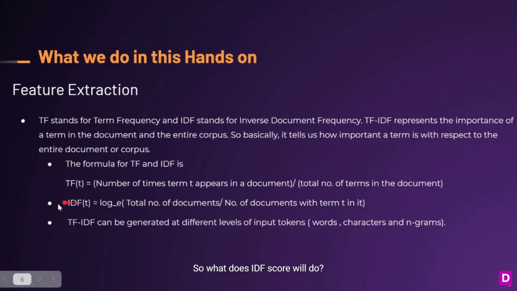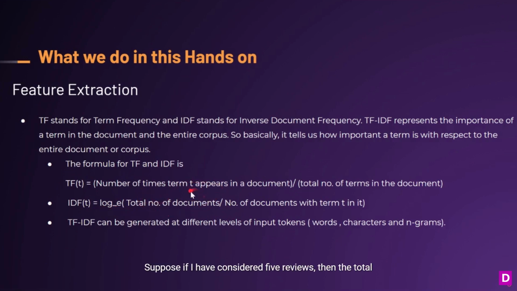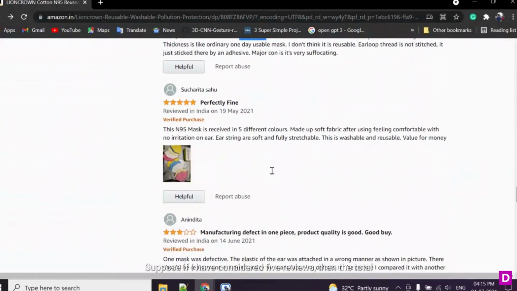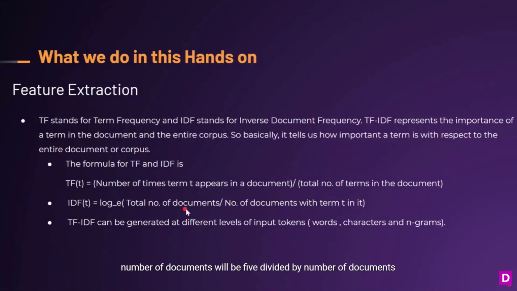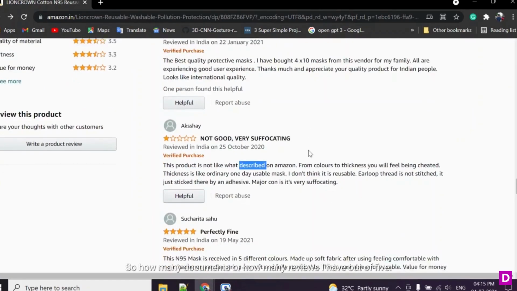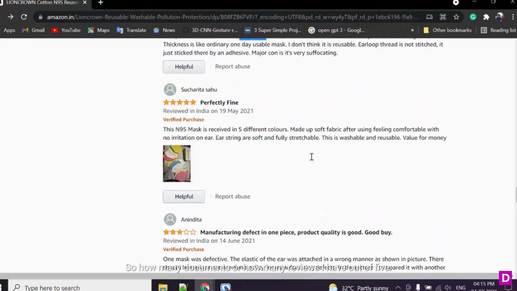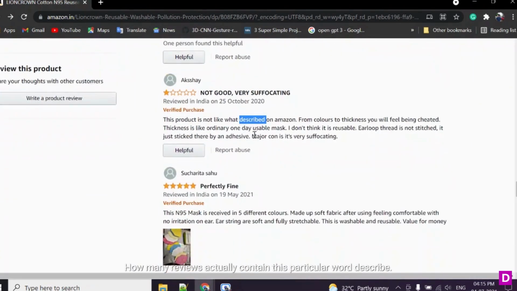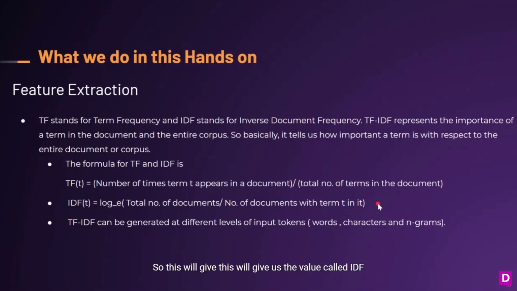So what will IDF do? The IDF score will take a log to the base e of the total number of documents. Suppose I have considered 5 reviews, then the total number of documents will be 5, divided by the number of documents with this term. So out of 5 reviews, how many reviews actually contain this particular word, described? This gives us the value called IDF.